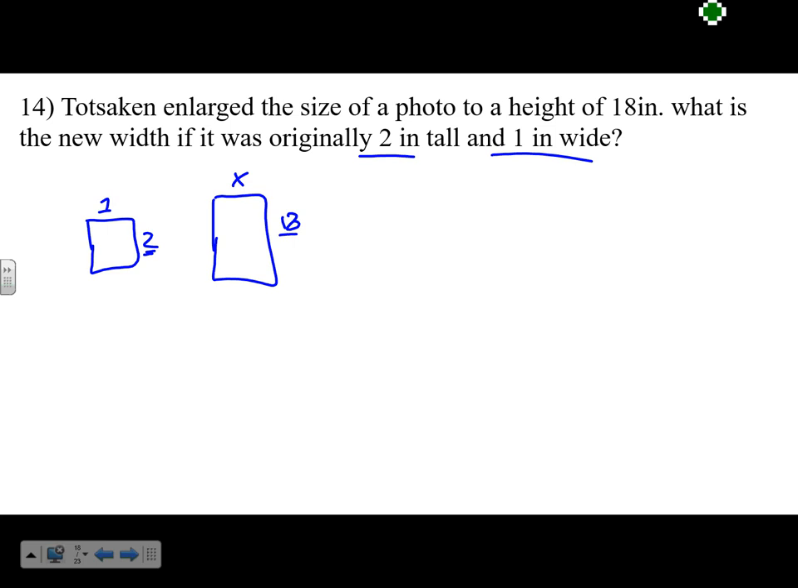Well, again, small and big if you want to. So my small one is 2 is the height. The big one's 18. And then the next one, my small one is 1 with the width, which means x for the other one. So 18 times 1, 2 times x. We end up getting 9 is equal to x.